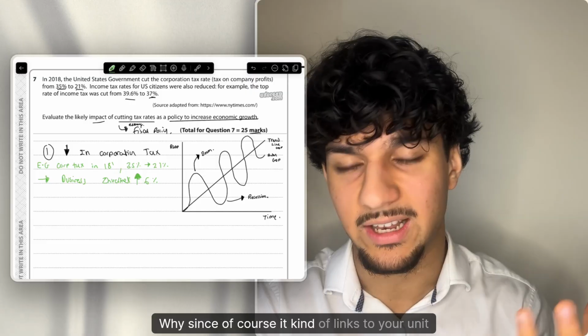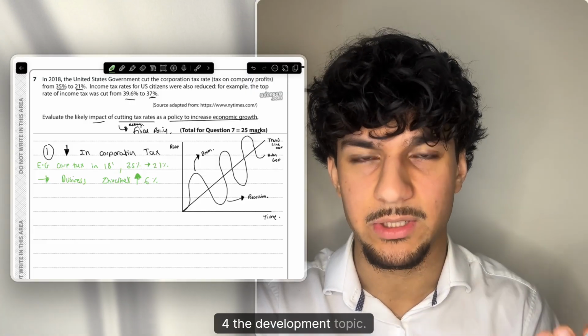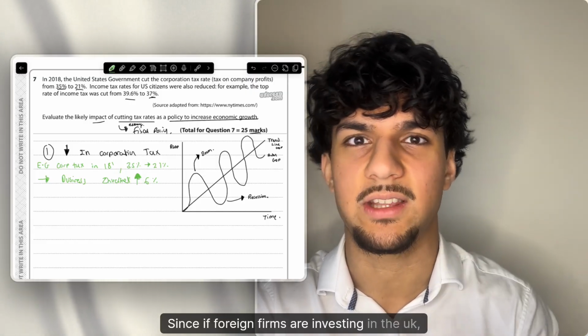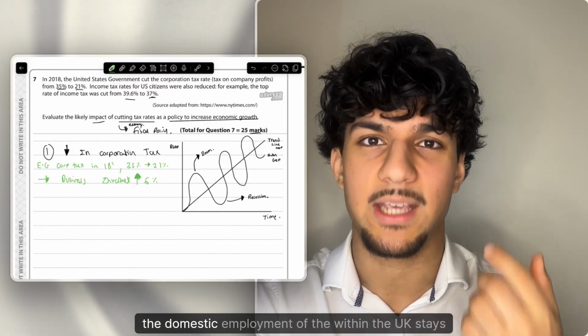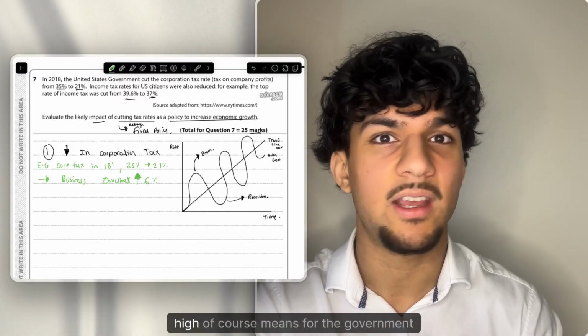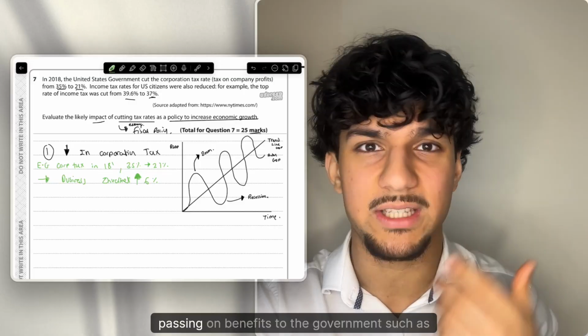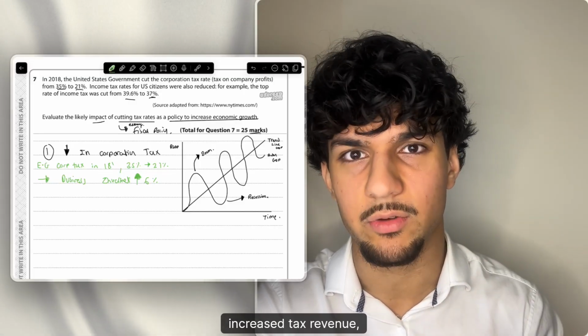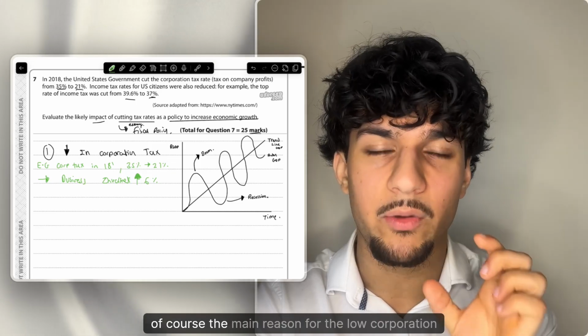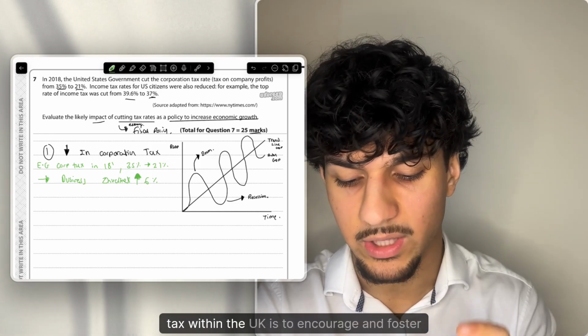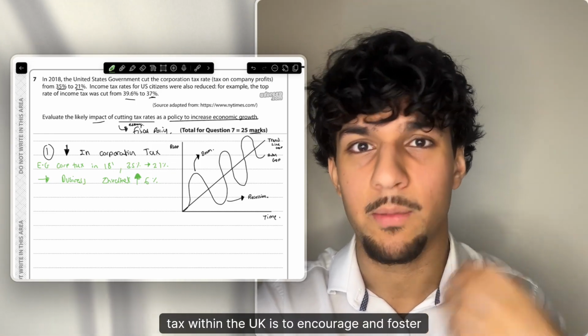Why? Since, of course, it links to your Unit 4, the development topic. If foreign firms are investing in the UK, it leads to job creation within the UK, and domestic employment stays high. Of course, this also passes on benefits to the government, such as increased tax revenue, increased VAT, increased income tax, etc. But yeah, the main reason for the low corporation tax within the UK is to encourage and foster business investment.